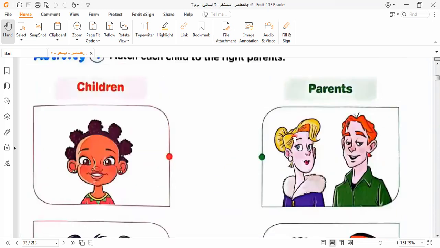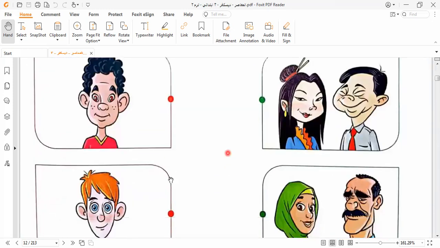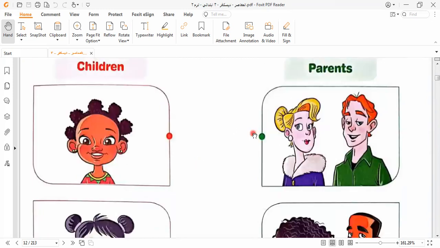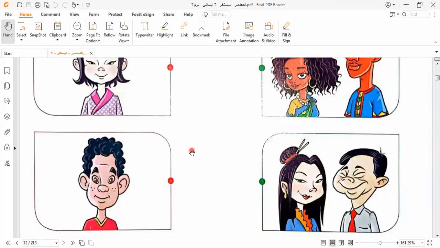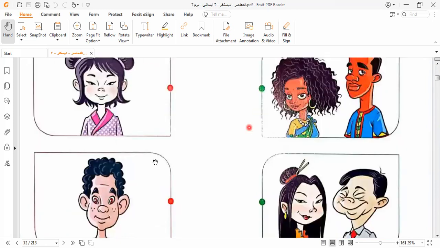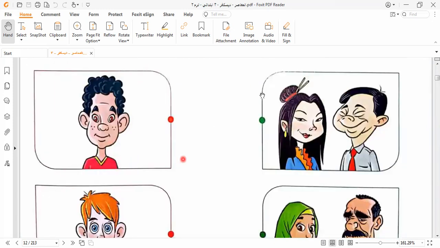Yeah, brown or yellow. I think it's yellow or brown. So it's not clear. Okay, this picture with this picture. Let's see, no way. So I will select this picture with this.